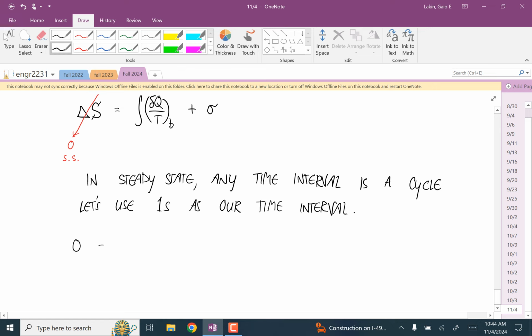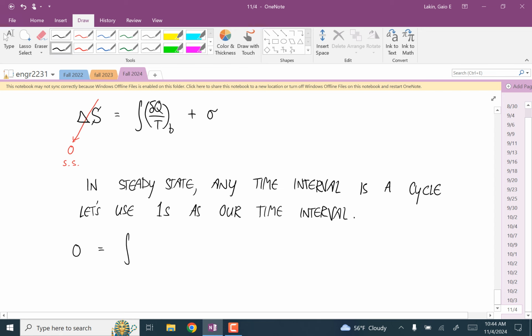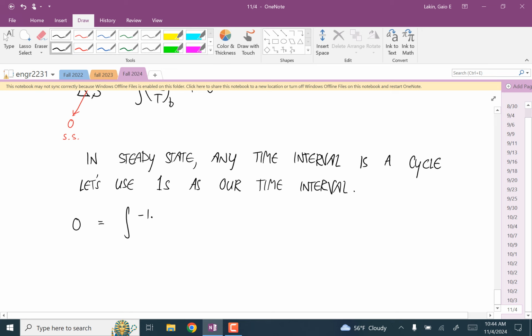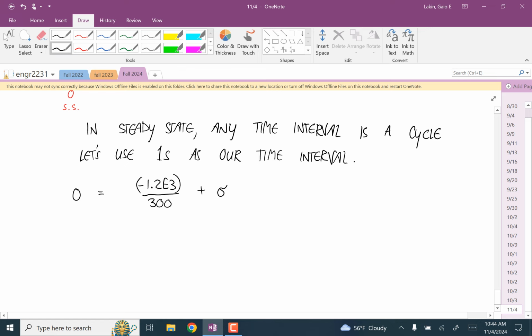And so we get 0 is equal to the integral of dq over T, which is negative 1.2 times 10 to the third divided by the temperature, which is 300 Kelvin. We can get rid of that integral. It's the total amount of heat divided by the temperature, plus sigma. And so sigma is equal to 4 joules per Kelvin every second.